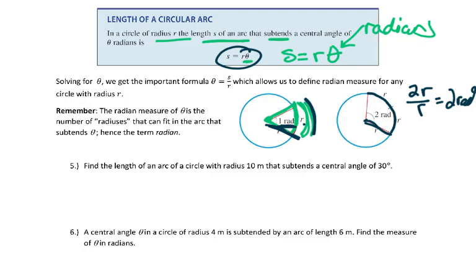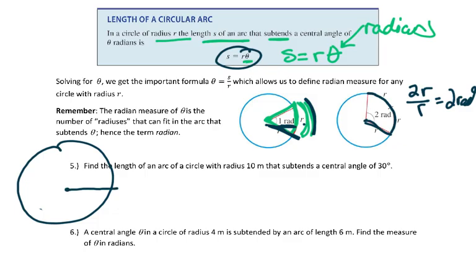If we apply that to question 5 here, find the length of an arc of a circle with a radius of 10 that subtends a central angle of 30 degrees. So I'm going to draw a quick picture of that. Well, what does that mean? Subtends means that angle intersects the circle, or it subtends the circle. So let me try to draw this a little bit better. I'm going to draw it bigger to start.